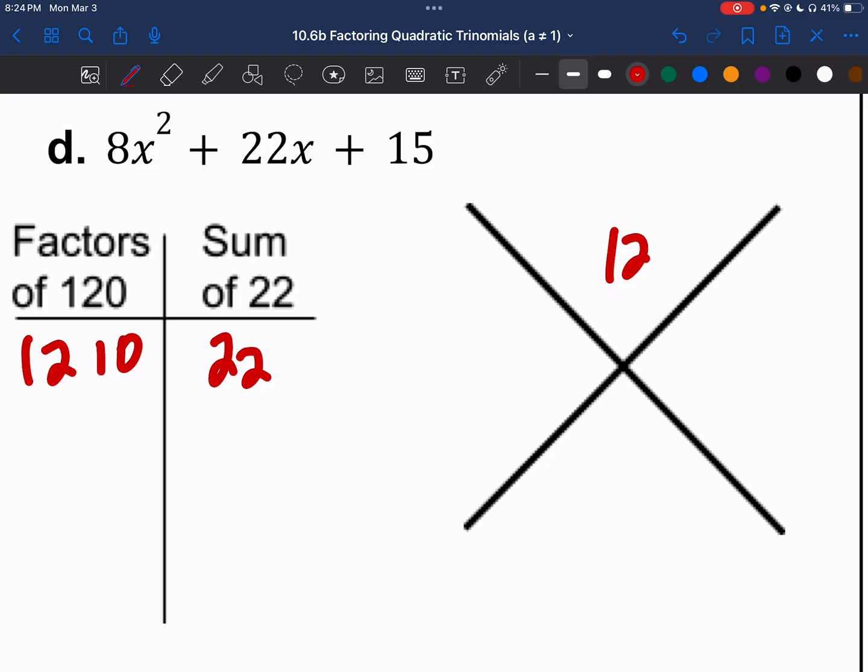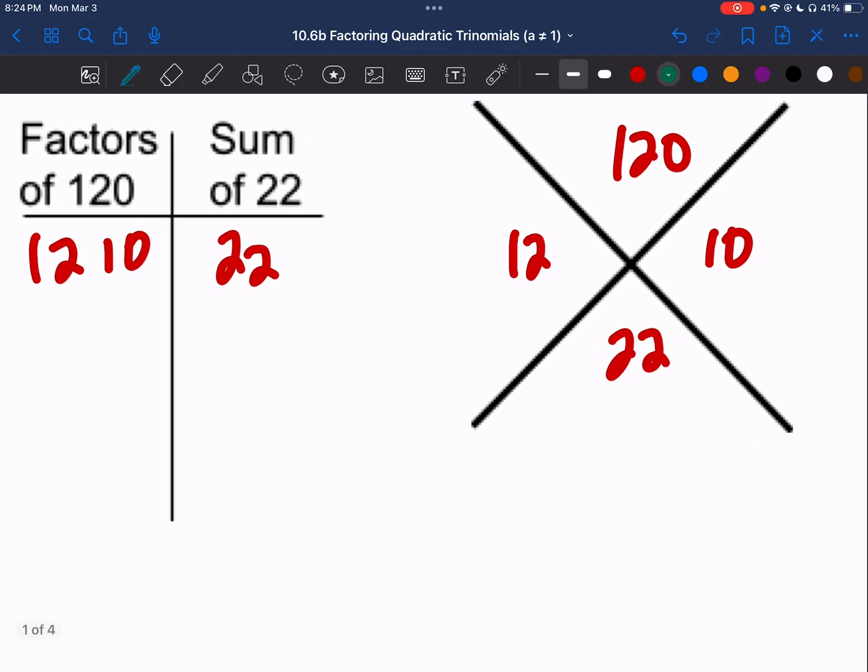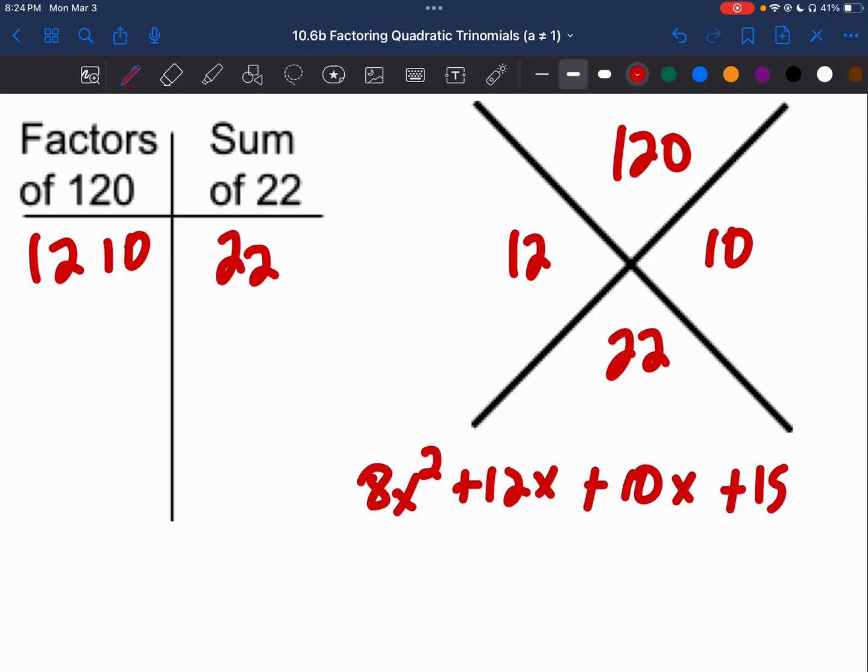So we have 120. Our factors are 12 and 10, and our sum is 22. 12 plus 10 is 22. So now let's write out our terms. We've got 8x squared plus 12x plus 10x plus 15.